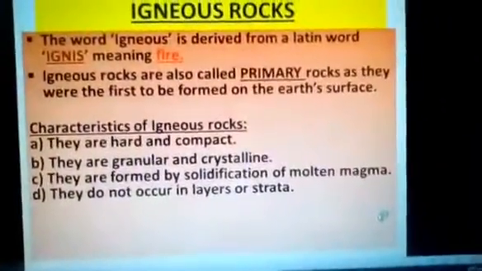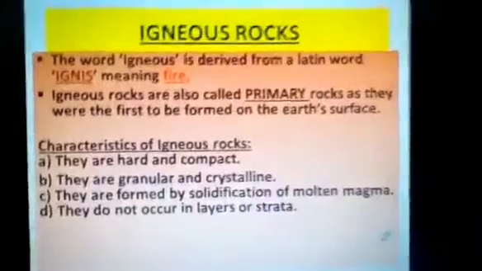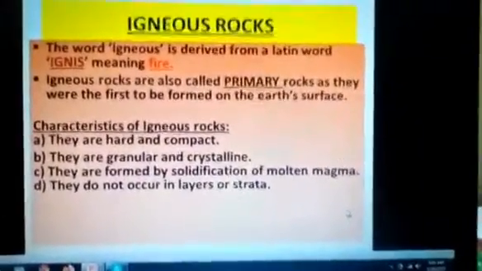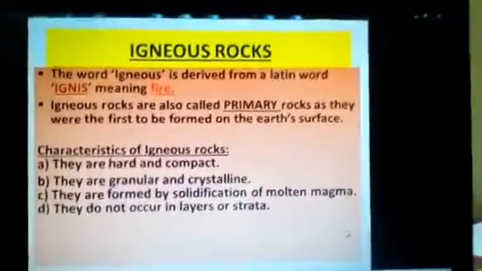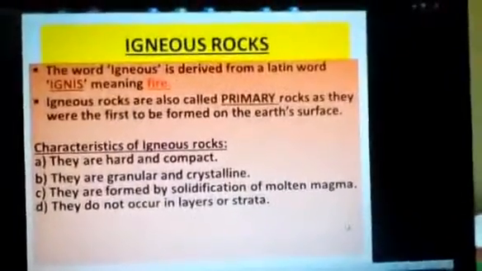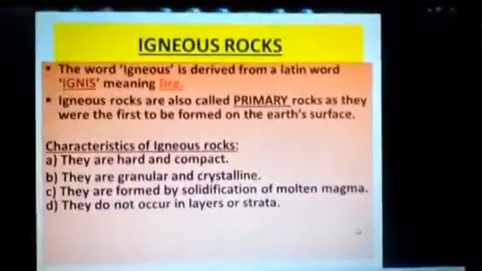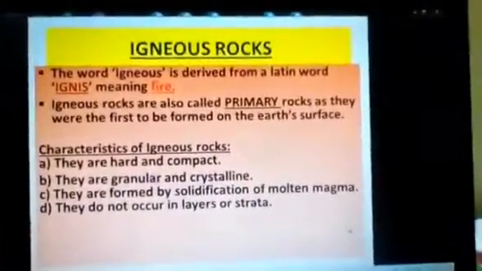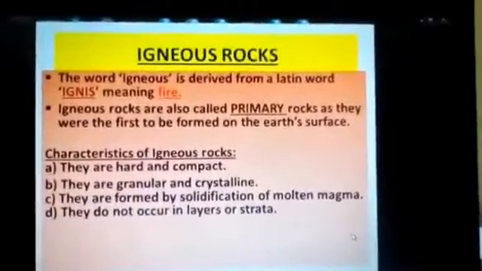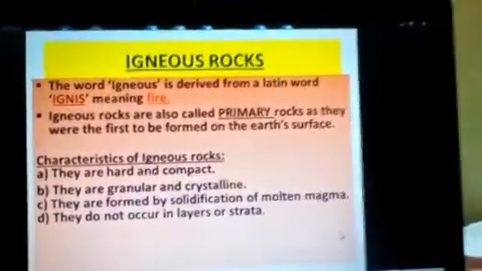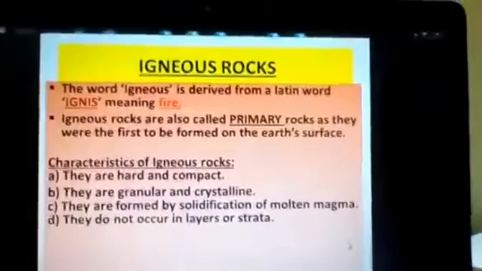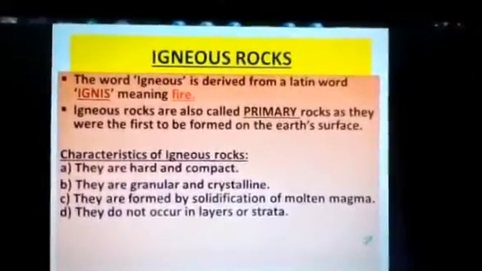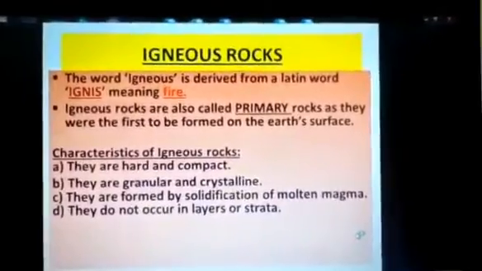The word igneous, or the igneous rocks, is derived from a Latin word ignis, meaning fire. These rocks were formed due to cooling, solidification, and then crystallization of the hot molten materials of the earth known as magma. Now, magma is found at great depths in the interior of the earth. When this magma flows out onto the earth's surface, it is known as lava.